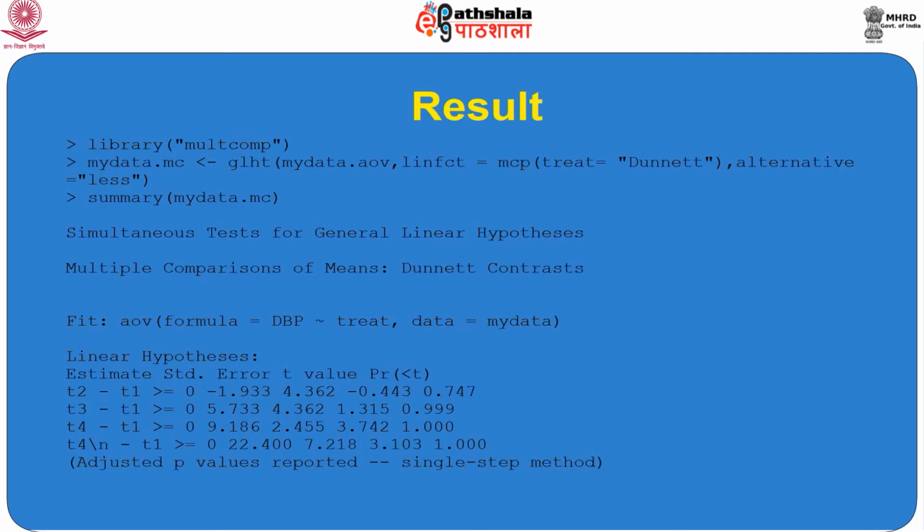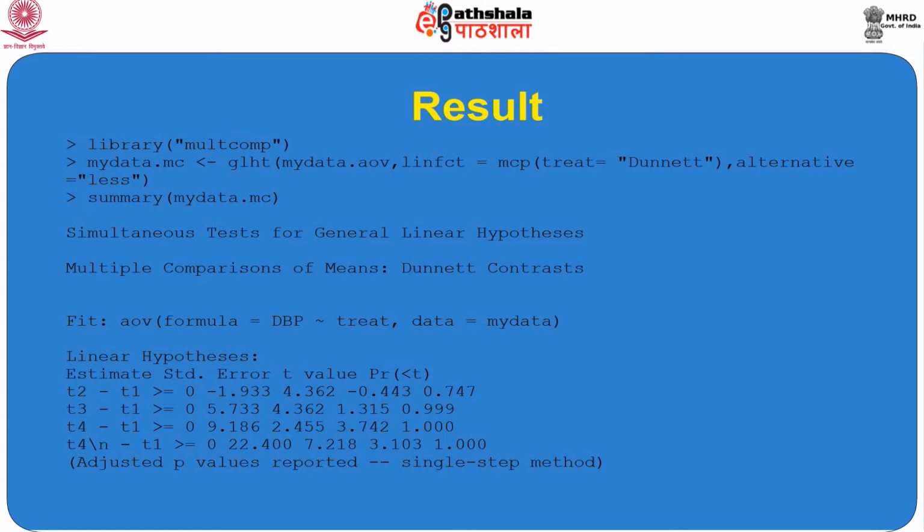The result part shows a simultaneous test for general linear hypotheses. Multiple comparison of means has been done by Dunnett contrast, and we did it with treat with AOV, that is DBP with treatment. The estimate of the regression coefficient between treatment 2 and treatment 1 is minus 1.933 with standard error 4.36 and t value minus 0.443 with p value 0.747.